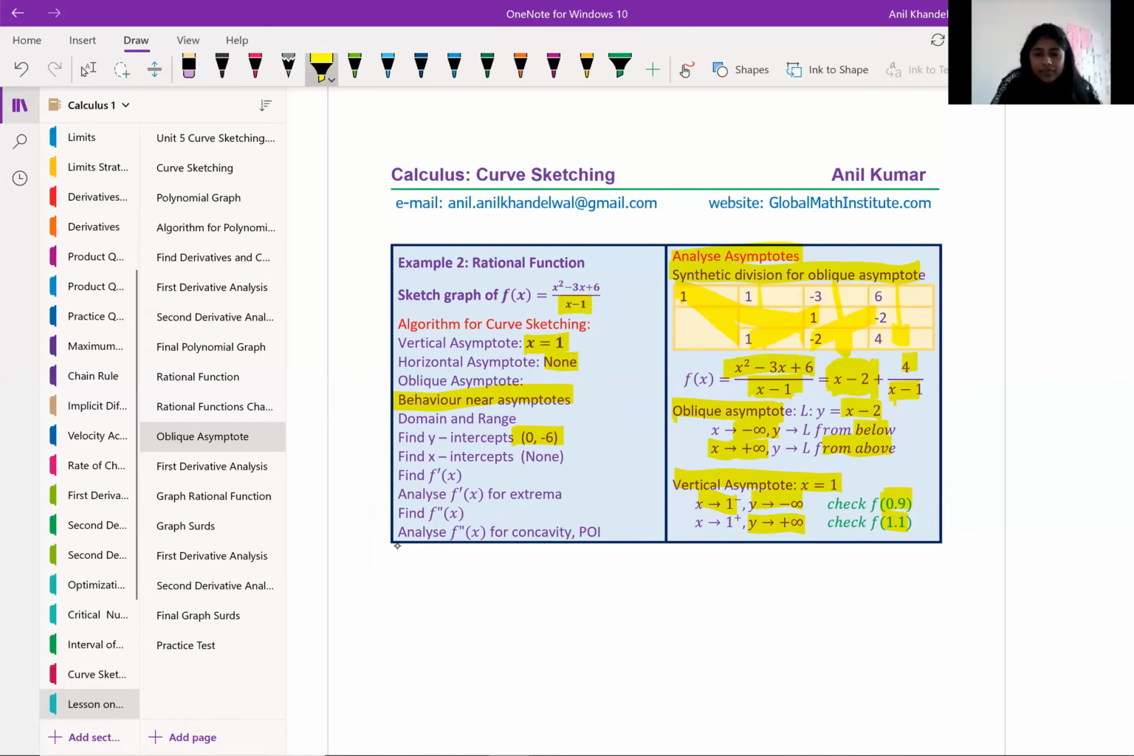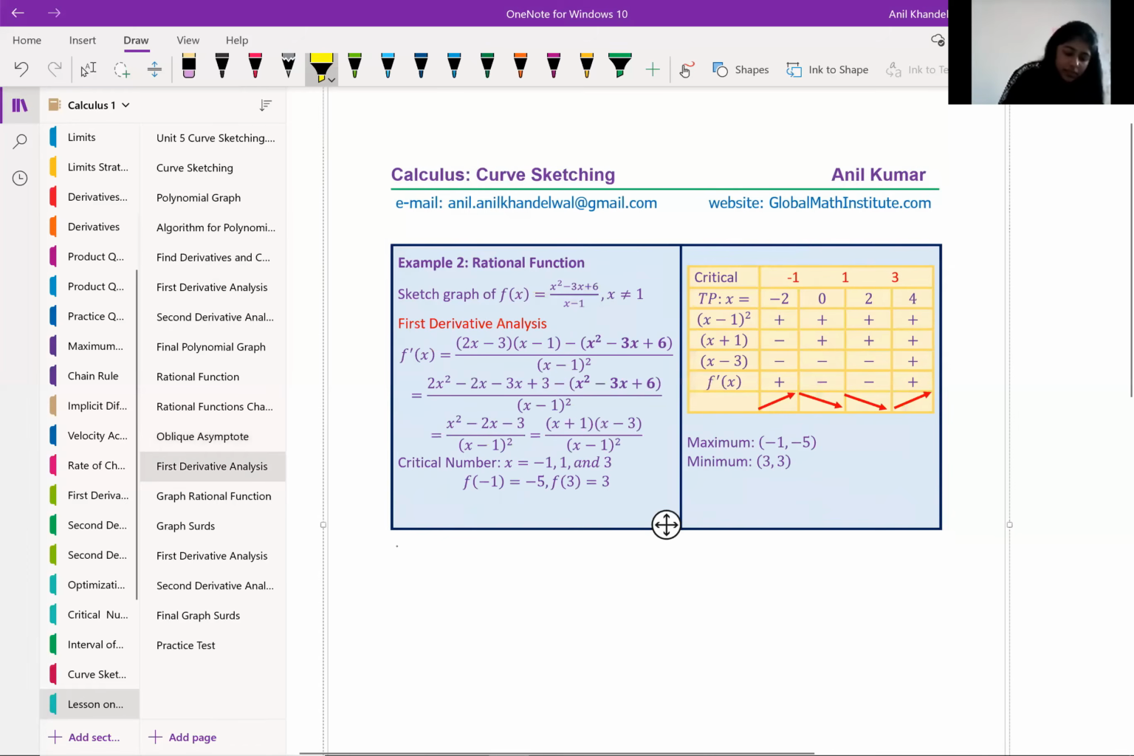So if you get positive value, that means you are approaching positive infinity. Is that clear? Right. So use your calculator to find the solution rather than substituting or analyzing the given equation. So make a note of this. Perfect. Now you got oblique asymptote and the vertical asymptote.